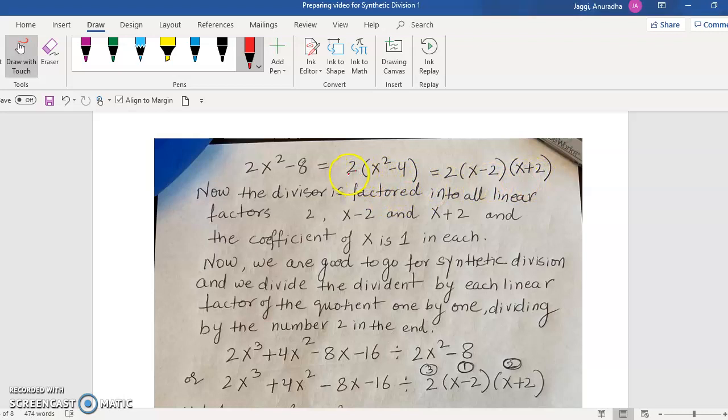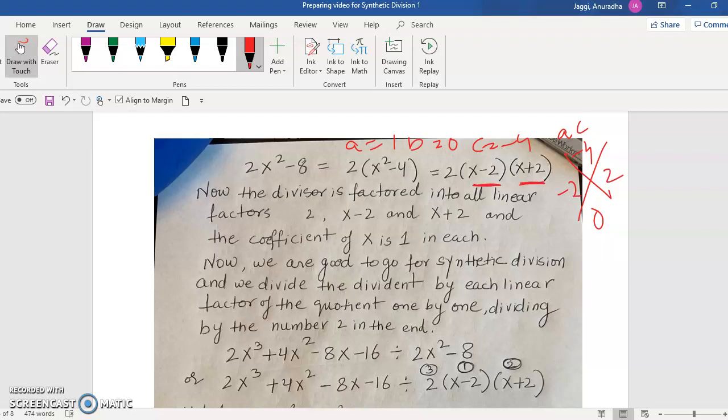So you can take the GCF 2 out. So 2x square minus 8, the GCF 2 out, it becomes x square minus 4 inside. After that, you can use the difference of squares method or the x method. If you use the x method, a is equal to 1, b is equal to 0, and c is equal to -4. AC is -4, and B is 0. So the two numbers that multiply to -4 and add up to 0 are -2 and 2. So you get your two factors, -2 and 2.